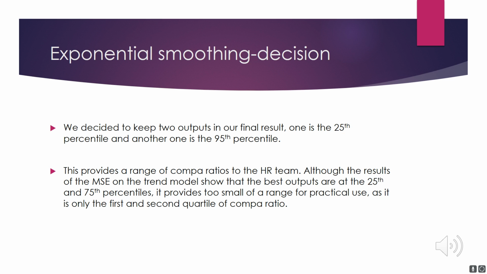For our time series analysis with exponential smoothing, we decided to use 2 outputs from our final result, one of the 25th percentile and the other one of the 95th percentile. This will provide a range of Compa ratios for that HR team. And although the results from the mean squared error on the trend show that the best outputs are the 25th and 75th percentiles, we felt like it was too small of a range for practical use, so that's why we went with the 25th and 95th percentile.